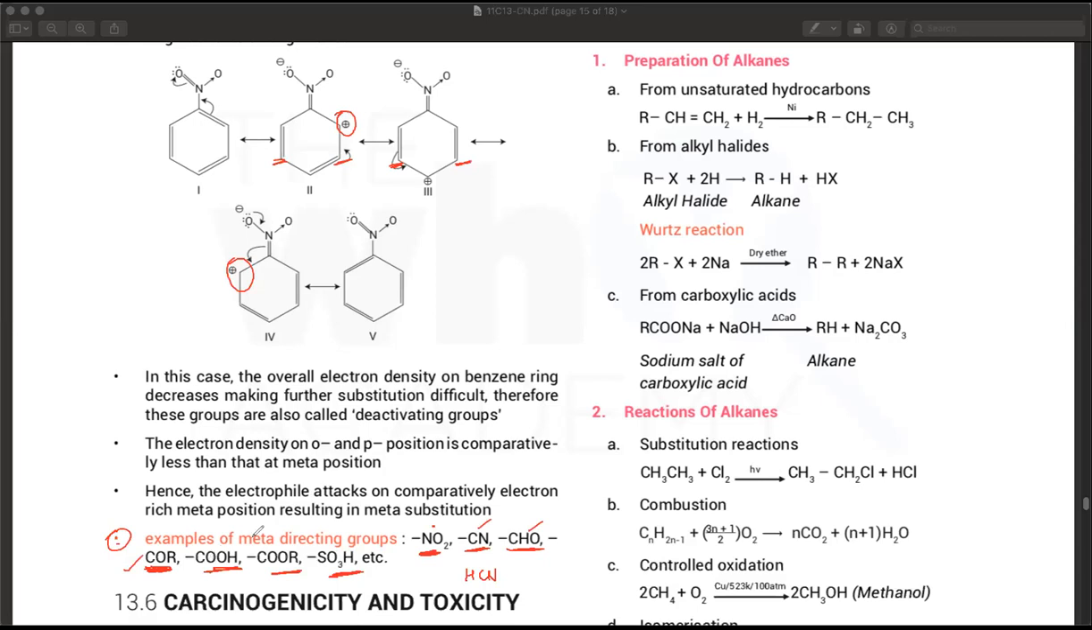Another thing that all these groups have in common is that the benzene ring is not directly attached to oxygen. If it is directly attached to oxygen, the lone pair gets in and it becomes electron donating. But in these cases, you have a carbon that is doubly bonded to oxygen. So these become meta-directing because they tend to be electron withdrawing. They are not electron donating.